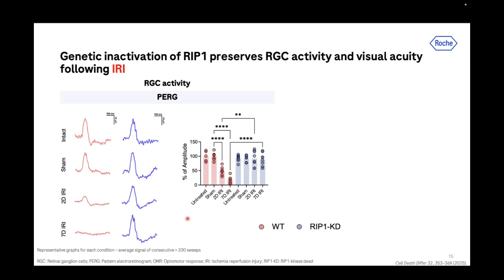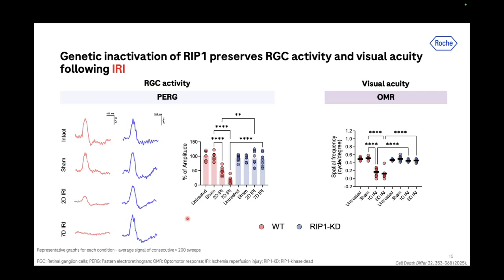indicating RGCs are still firing. Next, we ask whether this functional preservation translates to the visual behavior response. To do that, we use the OptoDrum to examine the optomotor response, which measures the spatial frequency of the mice's response to the visual stimulation. As expected, wild-type mice show a dramatic decline in OMR measurement after IRI damage, while RIP1 kinase-dead mice maintain their response near baseline. By combining PERG and OMR, we captured both cell-intrinsic function and behavioral vision outcome. This dual assessment shows that RIP1 inactivation not only preserves RGC structure, but also maintains the visual function at both the electrophysiological and behavioral level.